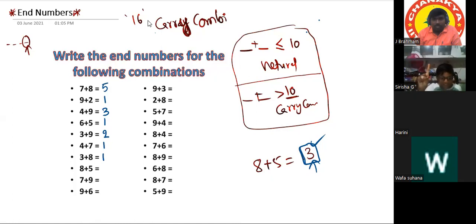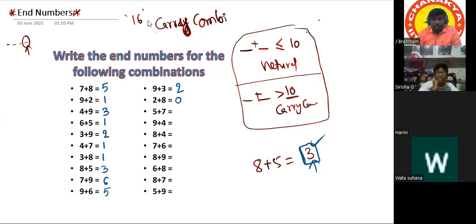8 plus 5, 3. Very good. 7 plus 9, 6. 9 plus 6, and a number, 5. Very good. 9 plus 3, 2. 8 plus 2 plus 8, yes, very good. 2 plus 8 is actually 10. In that 10, units place is 0.